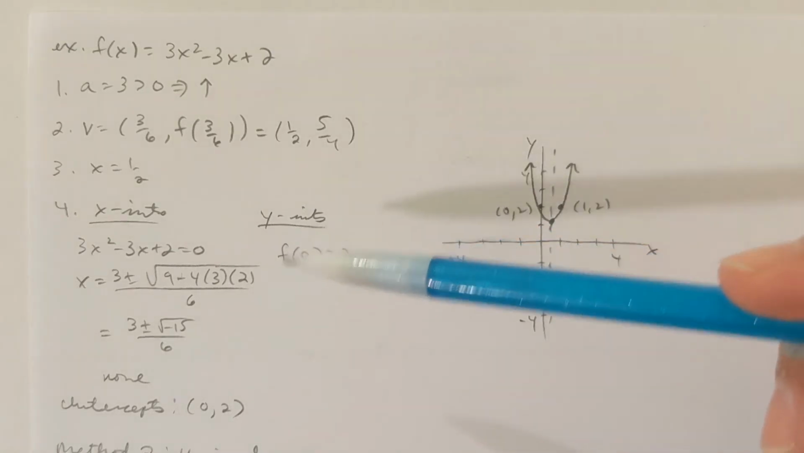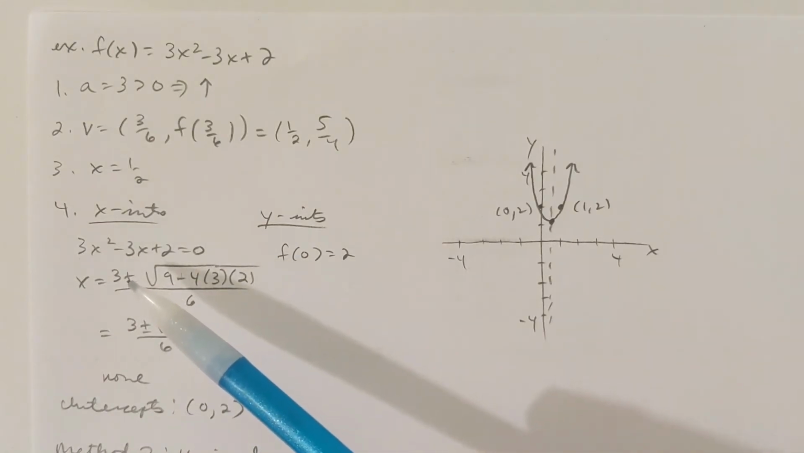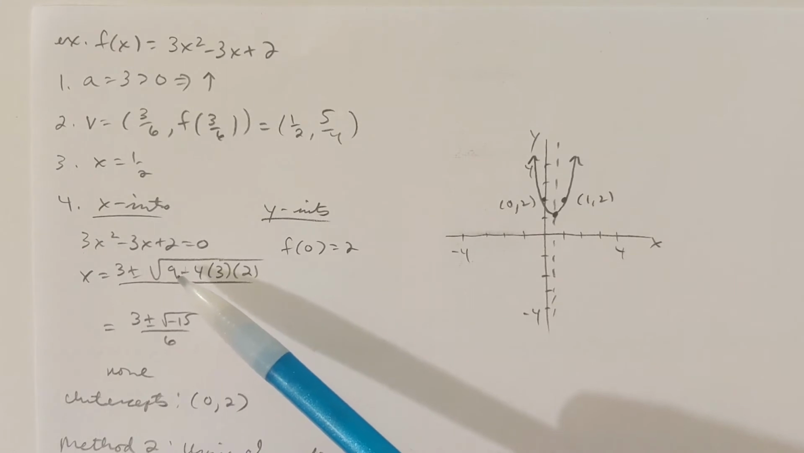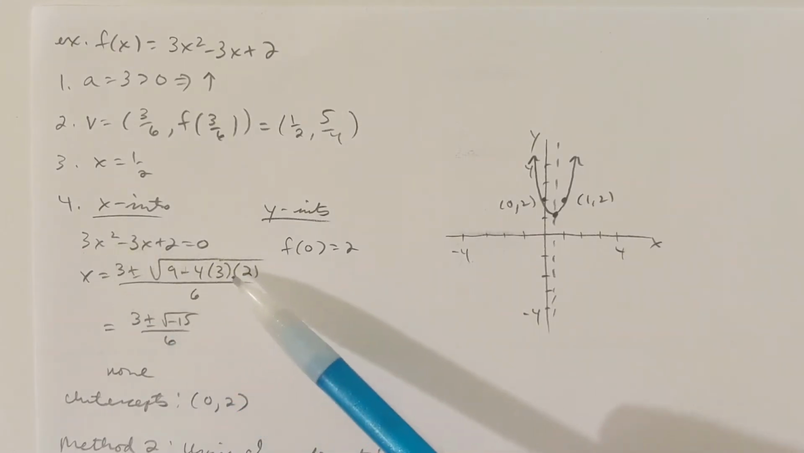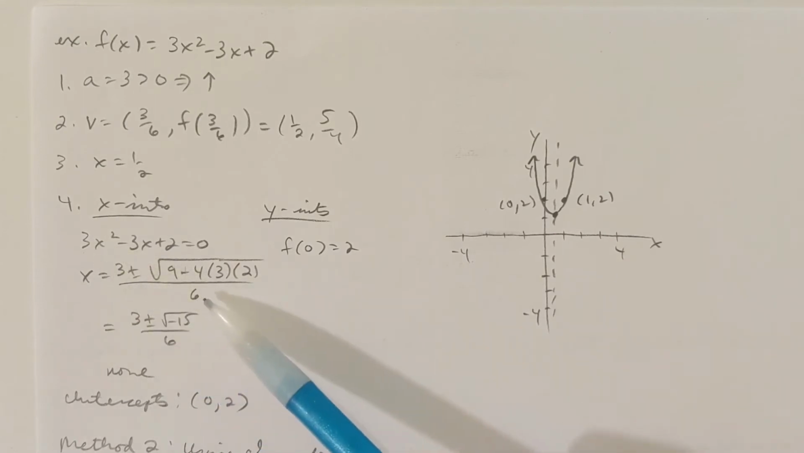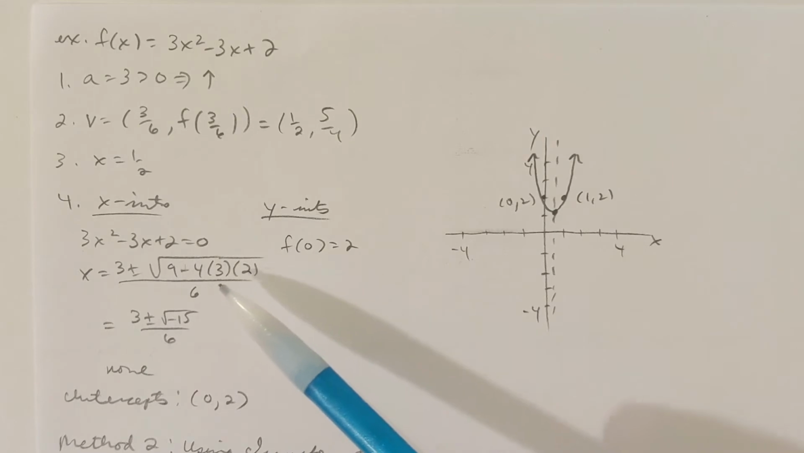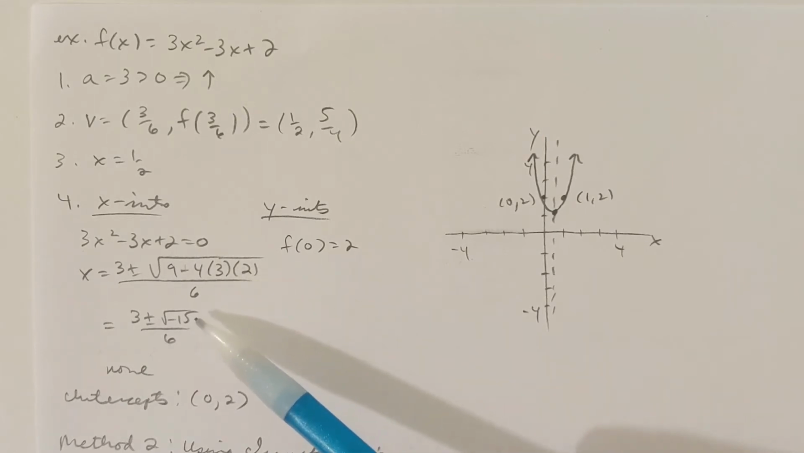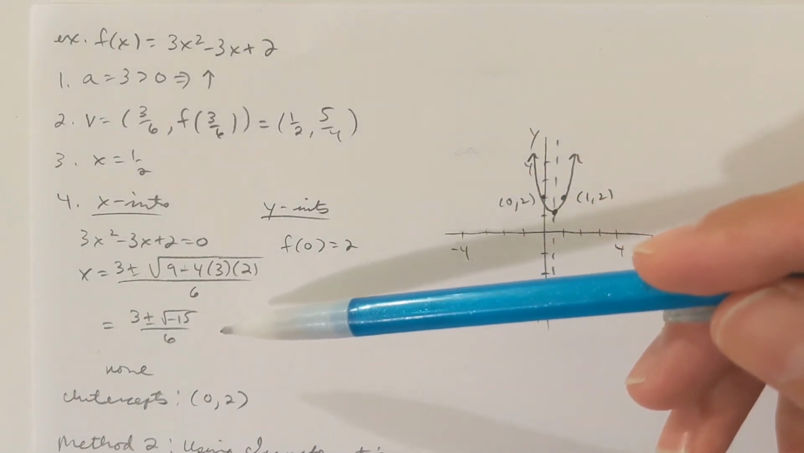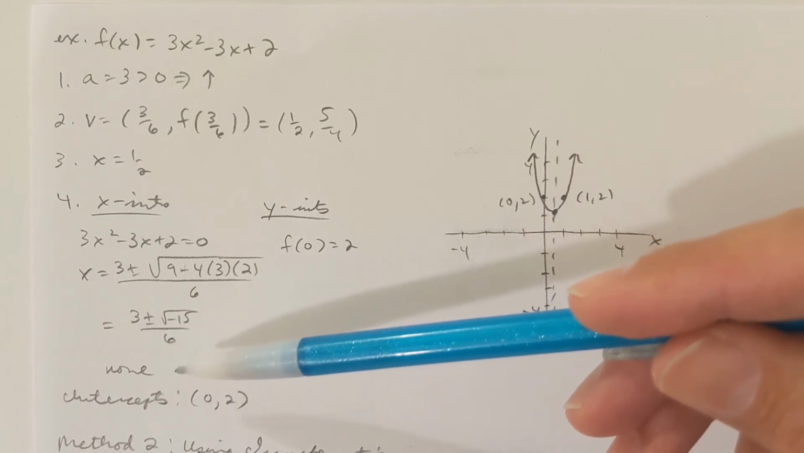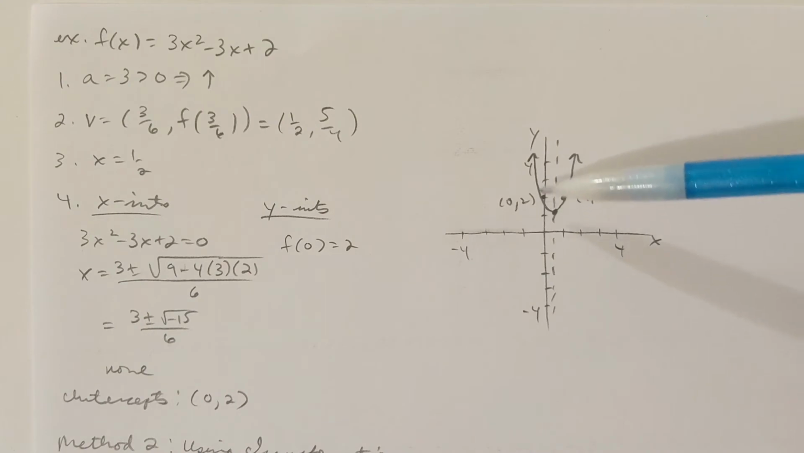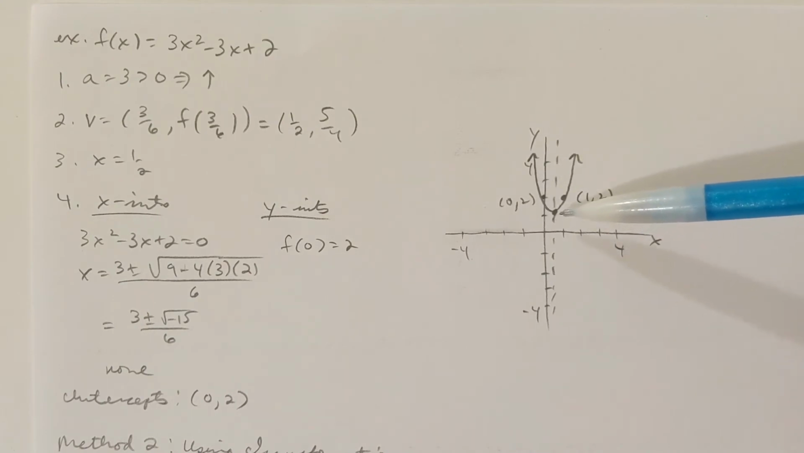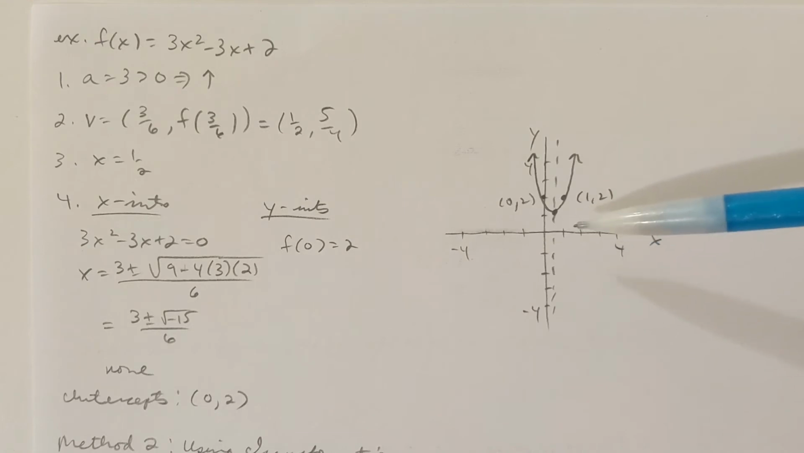The x-intercepts, x is equal to negative b, which is 3, plus or minus the square root of b squared, which is 9, minus 4 times a, which is 3, times c, which is 2, all over 2a. 2 times 3 is 6. And 9 minus 24 gives me negative 15. So I've got 3 plus or minus the square root of negative 15 all over 6. Since that's the square root of a negative, there's not a real number, so there's no x-intercept. And that should make sense if I've got a parabola facing up and the vertex is at 1/2, 5/4. There's going to be nowhere where the graph is going to cross the x-axis.